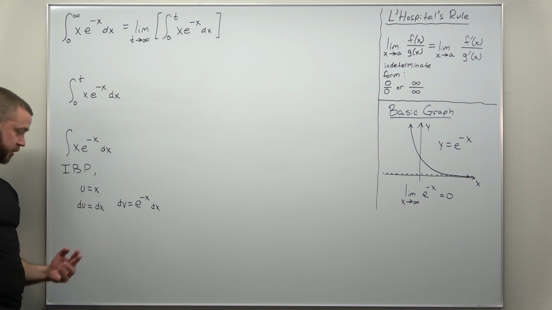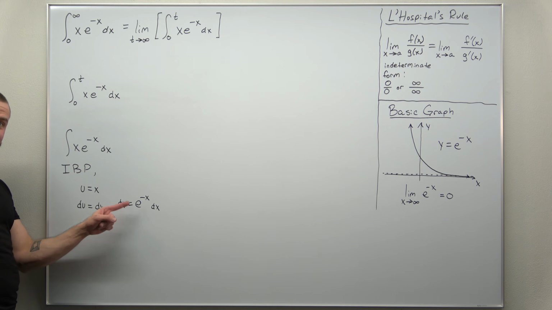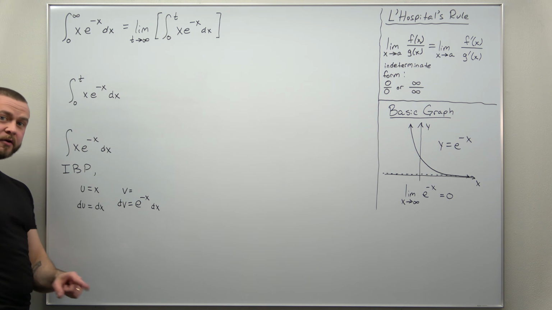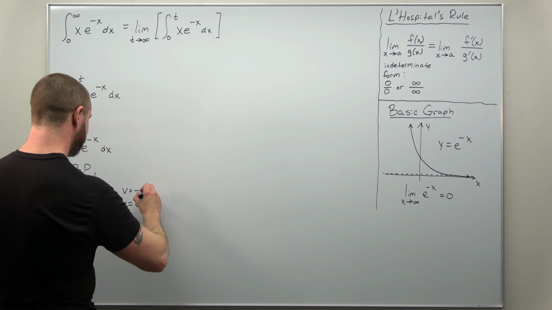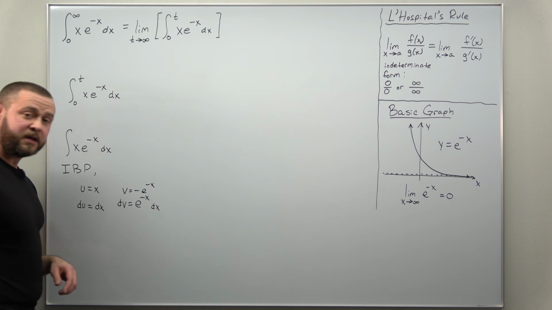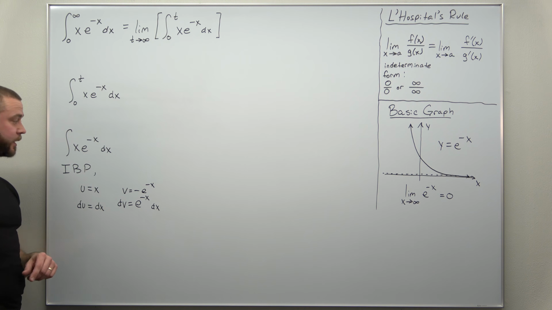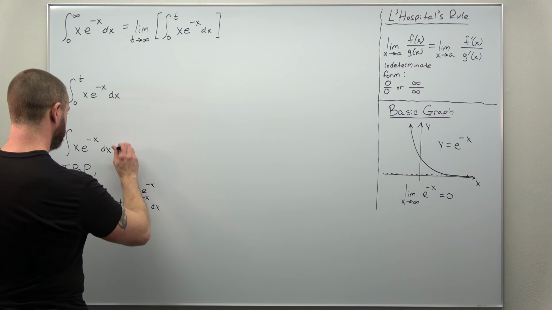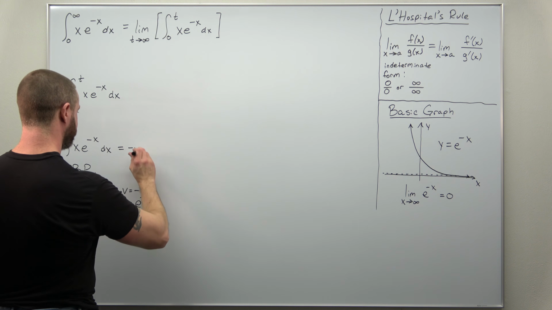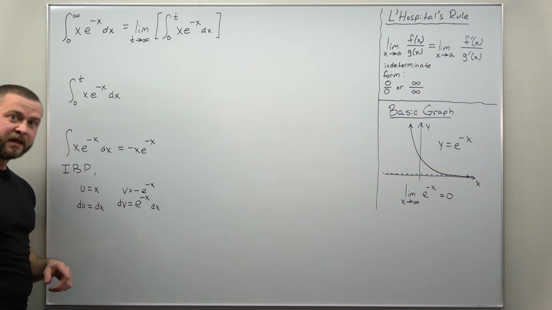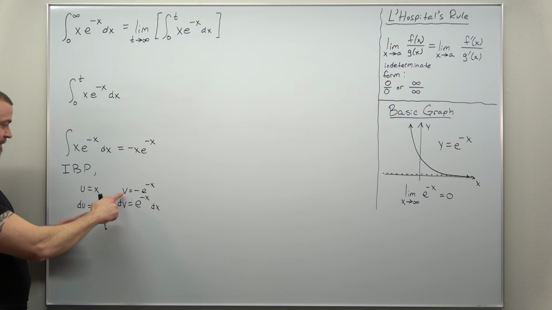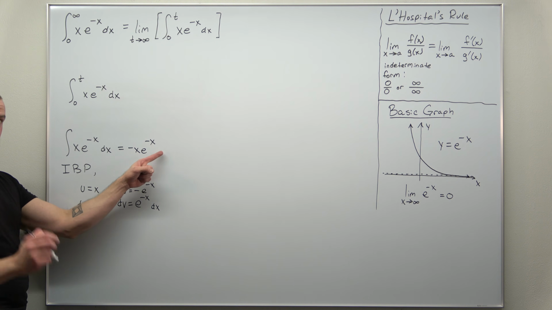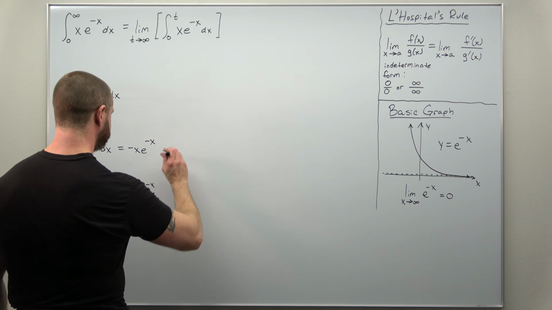Calculate your du. We'll get 1 dx, or just dx. And when you integrate dv, you can apply the 1 over a shortcut. Here, the value of a is -1, so we get our antiderivative as negative e to the negative x. Now you can apply your integration by parts formula. You get uv, so negative x times e to the negative x, and then minus the integral of v du. Notice v contains a negative, so the minus in the integration by parts formula, I can write that as plus.